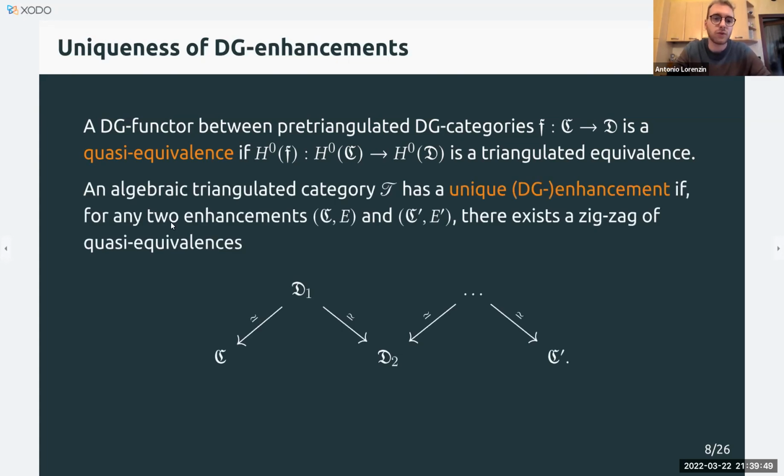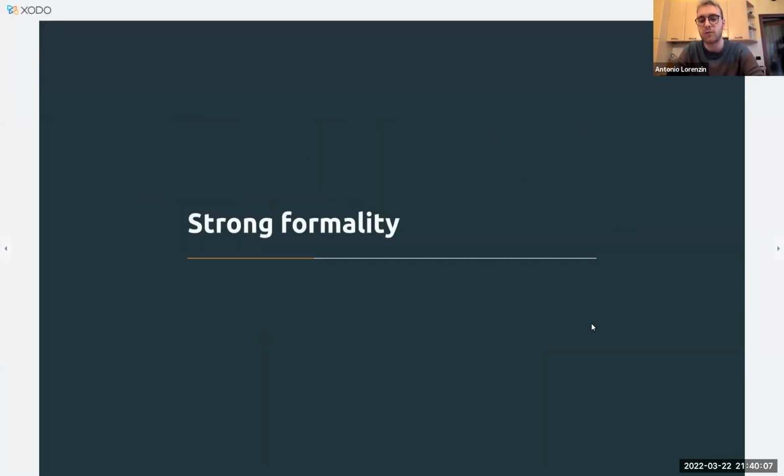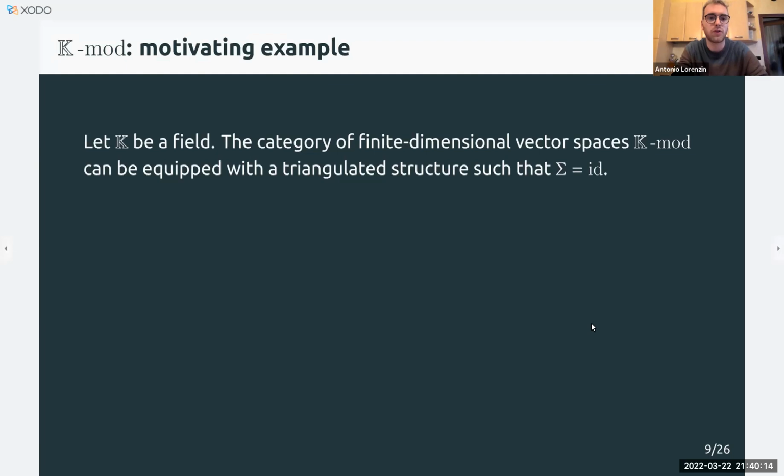And now we just say that an algebraic triangulated category T has a unique DG enhancement if, given two enhancements (C, E) and (C', E'), we can find a zigzag of quasi-equivalences moving from C to C'. And this is all for the preliminaries. Now we can move on to strong formality. And we talk about the motivating example to study strong formality before giving the definition.